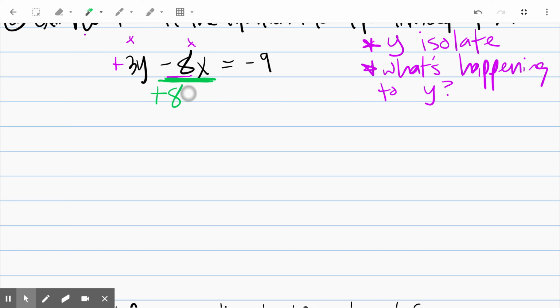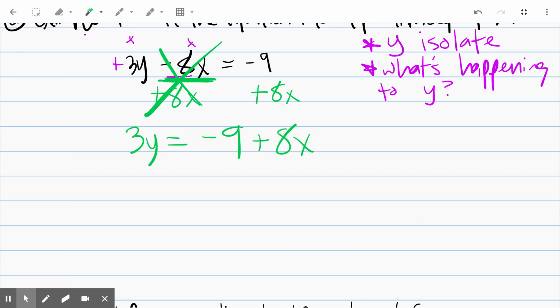So we're going to add 8x over here. Again, keep the balance, young Padawan. We'll add 8x onto this side too. So what we end up with here, if we have a negative 8x and we add 8x, we end up with 0x, and 0 times anything is just going to be 0. So effectively, that just cancels out. And we are left with 3y equals negative 9 plus 8x.